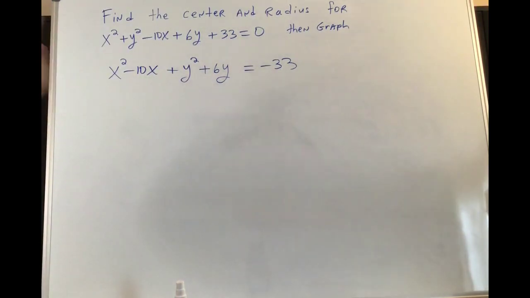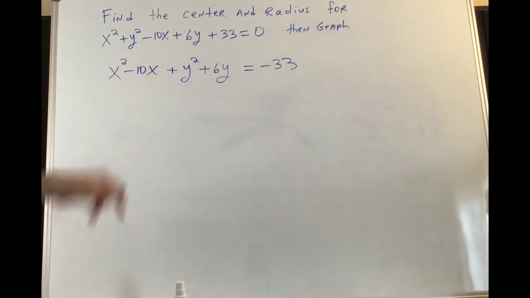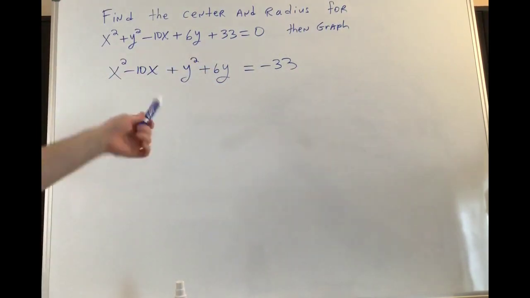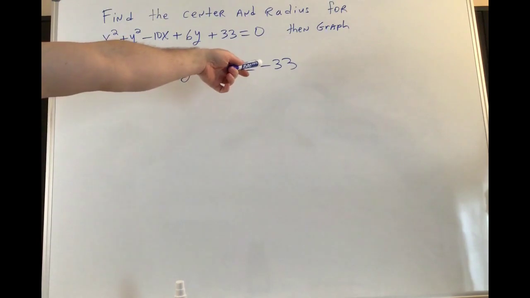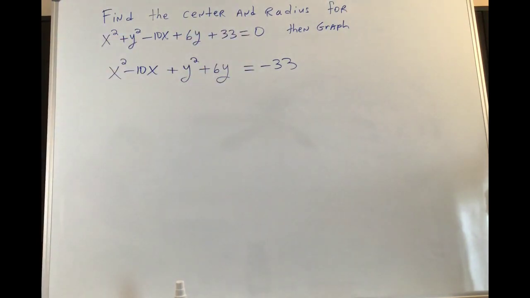You have to complete the square twice. You have to complete the square for x. You have to complete the square for y. And then and only then will you know what the correct number is supposed to be on the other side. You ain't going to know until you do that. So my first step is to collect everything together.